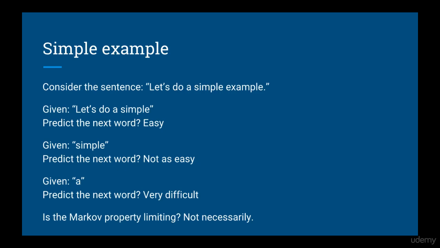Let's do a simple example of the Markov property. Let's consider the sentence, "Let's do a simple example." If I were to tell you, here are the previous words in my sentence, now predict the next word. The previous words are "let's do a simple," you can probably guess that the next word is example. Now I say the previous word is just "simple." Can you predict the next word? Probably, but it's harder. What if the previous word is just "a"? Can you predict the next word? Probably not. But that's what the Markov assumption is. So you see that the Markov assumption can be quite limiting, but you can also define your problem such that it's not.